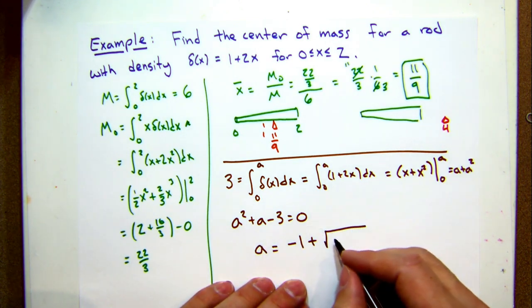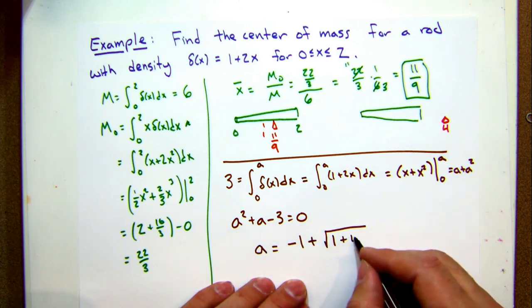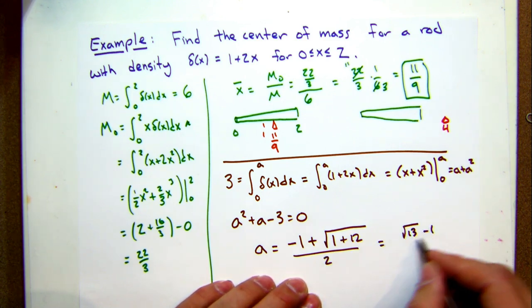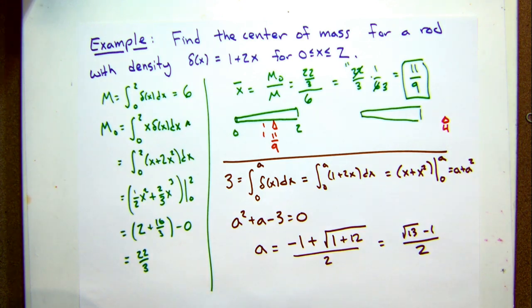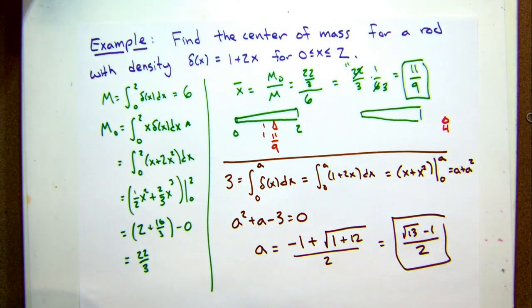Okay, so -1 plus square root of b squared, 1 minus 4ac. Well, that's plus 12, all over 2, which is square root of 13 minus 1 over 2. Well, square root of 13 is, I don't know, about 3.5 or so. 3.5 minus 1 is about 2.5. So roughly ballpark 1.25. But you'll notice the important thing is square root of 13 minus 1 over 2 is not 11/9. And so the place where 50% of the mass lies is not your center of mass.